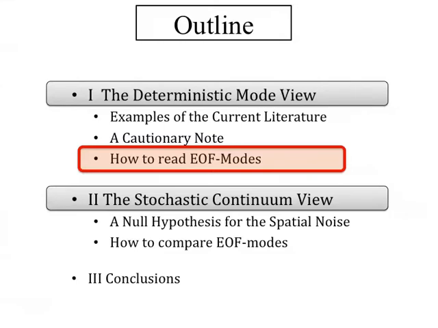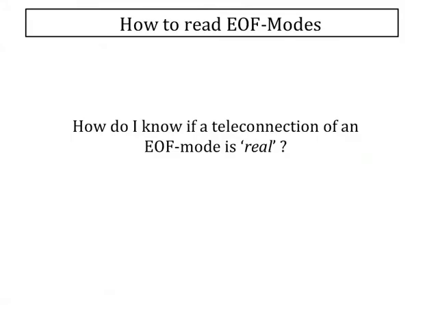So how do you actually read EOFs correctly? I've shown you now that there's a way that people read these EOFs. They take a single pattern, find a dipole, and think there's an anticorrelation. That can be true, but it can be wrong. How do you know that this teleconnection is actually a coherent teleconnection? How can you be sure about this? So far I just told you that it's difficult, and now I would like to tell you maybe how you could do it.